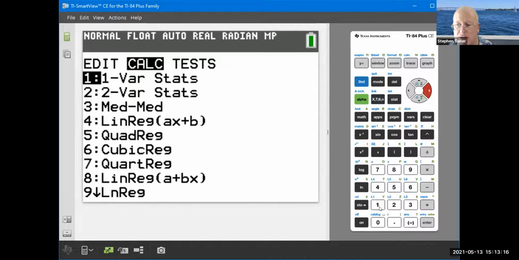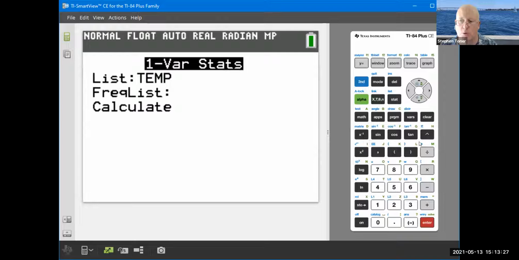I can either choose the button 1 to choose one on the menu, or I can hit my enter button to go into the one that's highlighted there, which is the number 1. When I hit enter, it's going to ask me what list do I want to do. Now, to get my list 1 through 6 access, notice they're above the keys I want in blue. I'm going to hit second 1, which accesses the L1. I'm not going to deal with a frequency list right now. And I'm just going to move down to calculate.